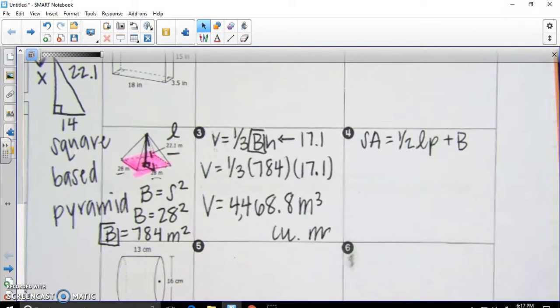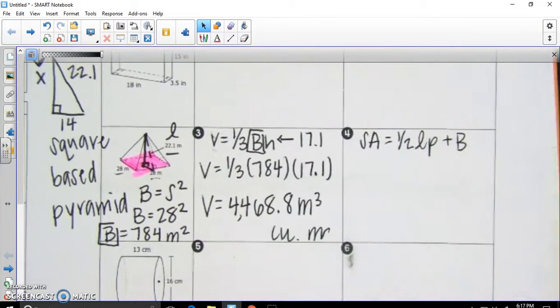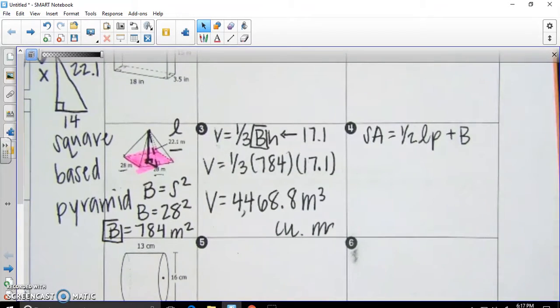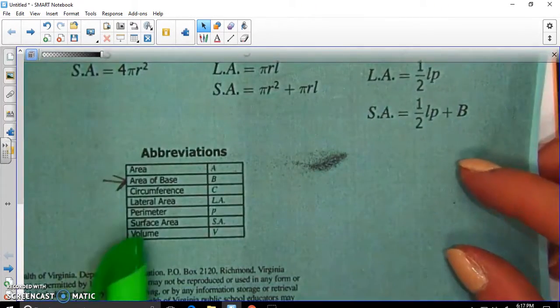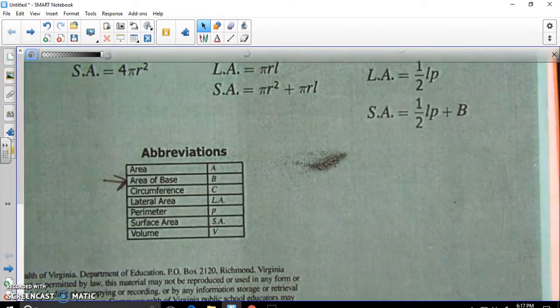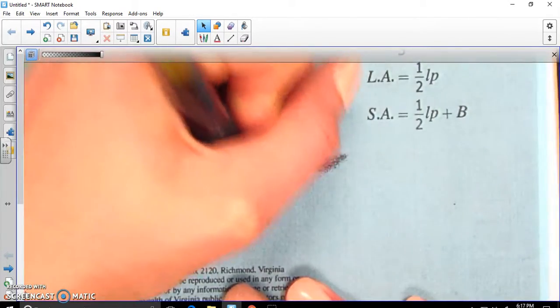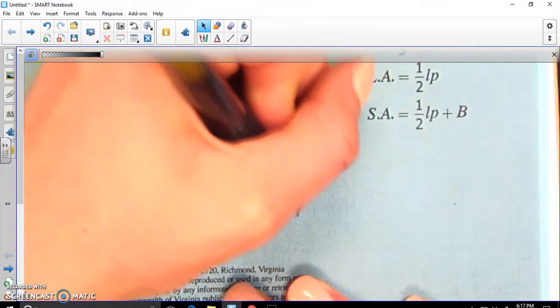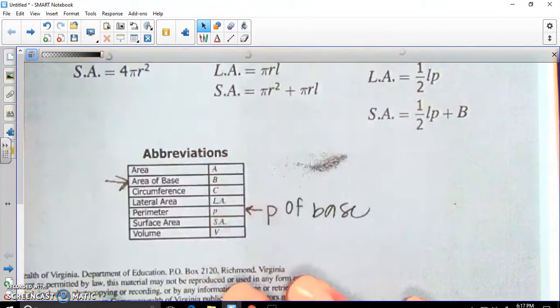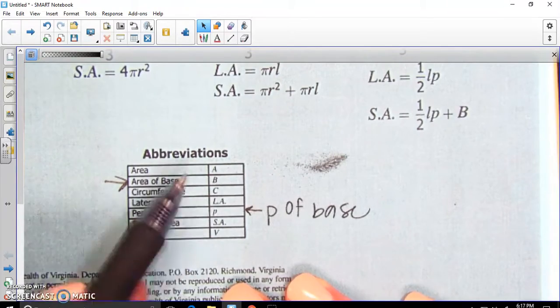P means the perimeter. When I say perimeter, I mean perimeter of the base. It does have P on your formula sheet, but it just says perimeter. A lot of times with three-dimensional figures, though, it might be referring to perimeter of the base. So that's just something to keep in mind. It doesn't say that specifically like how it says area of the base for B.